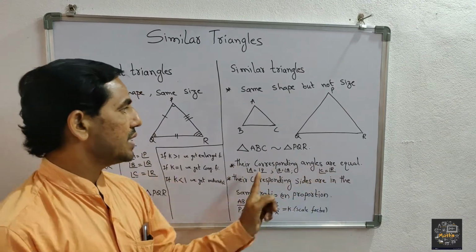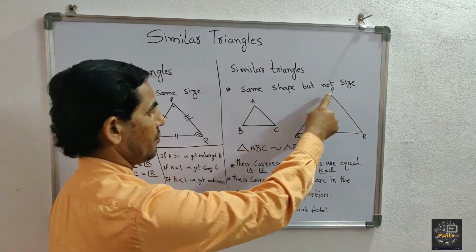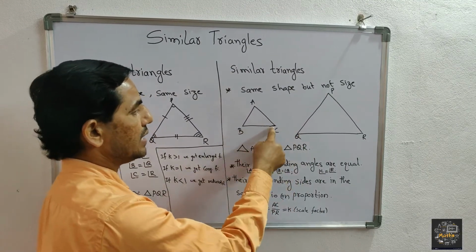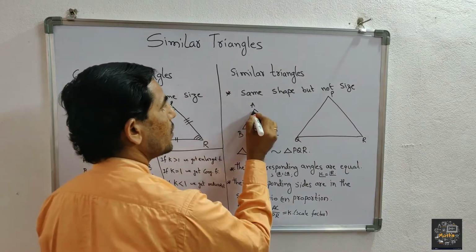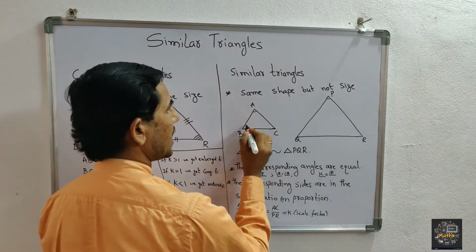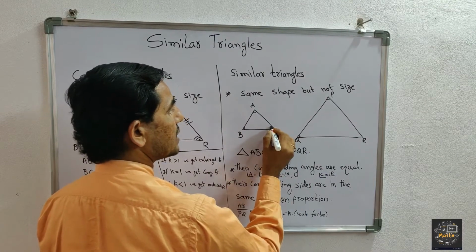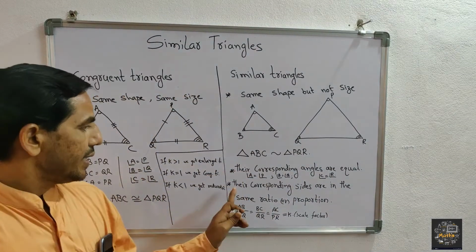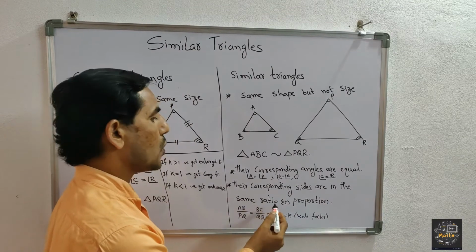Means in these two triangles, angle A is equal to angle P, angle B is equal to angle Q, and angle C is equal to angle R. And the second condition: their corresponding sides are in the same ratio or proportion.